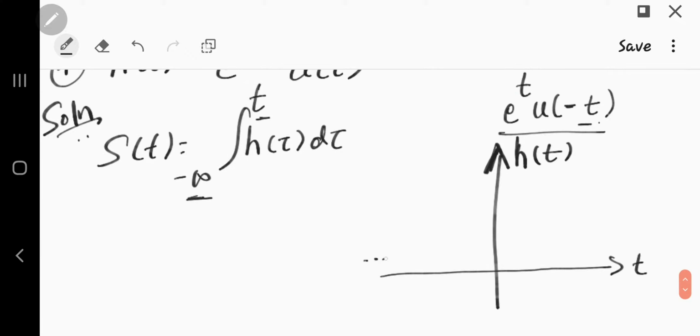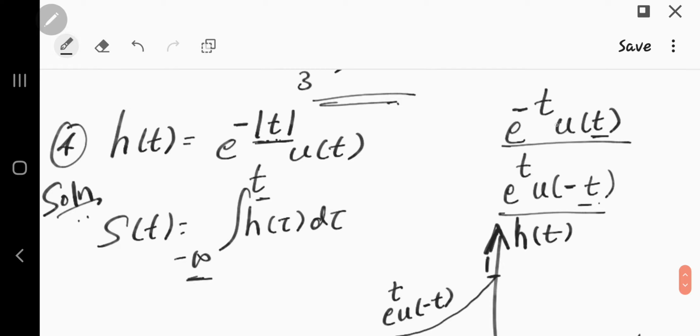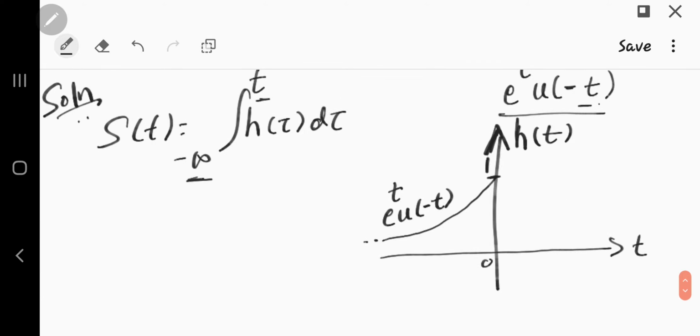So, now for this particular duration, we will have a signal, and at 0 it will take the amplitude 1 here. So, this will be e power t into u of minus t, the negative part of the signal. Now, come to this part, this is e power minus t u of t. So, u of t is present for positive values, but that will be multiplied by e power minus t. So, e power minus t is an exponential signal which decays with respect to time t here.